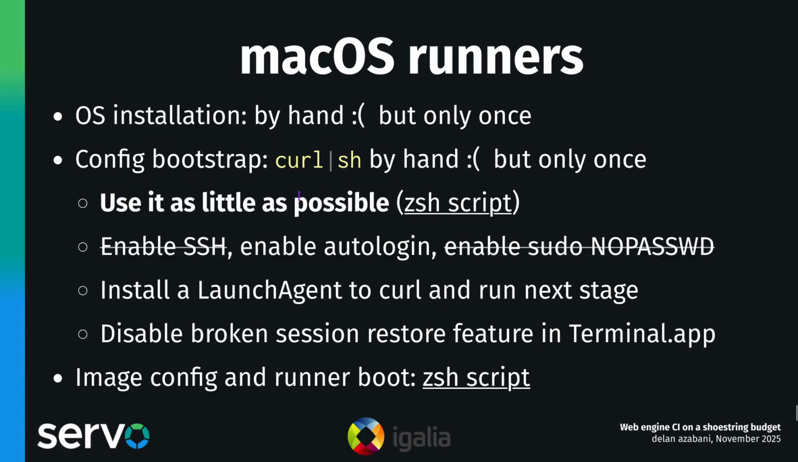So this bootstrap script just does a handful of minimal things. It enables automatic login. It sets up a launch agent to ensure that we can run our own code on each boot. And then it does a handful of other things, which it honestly doesn't really have to do in this script. We could probably do these things in the Z-shell script, which we then curl and run. And that's where the remainder of the work is done.